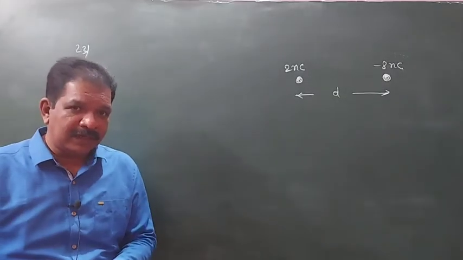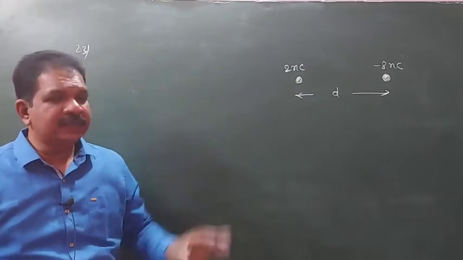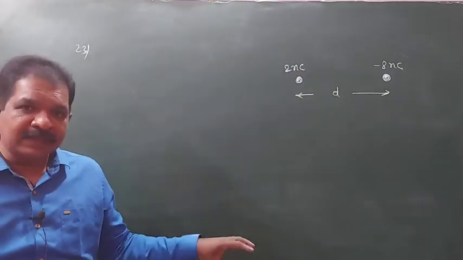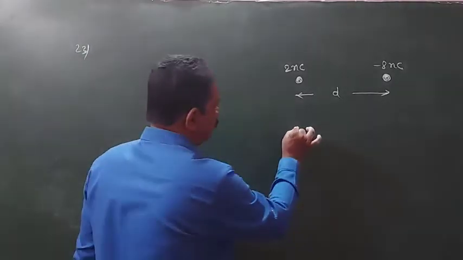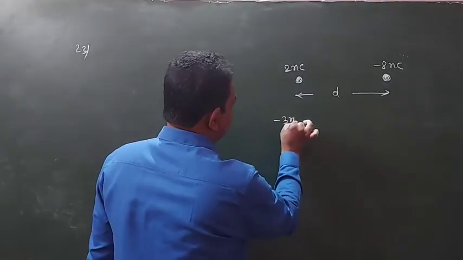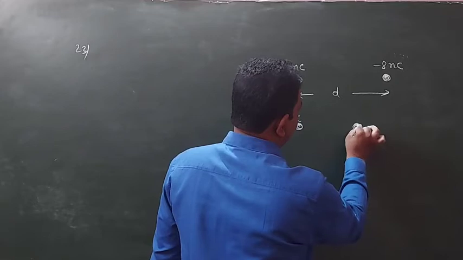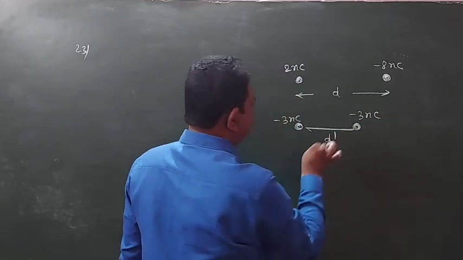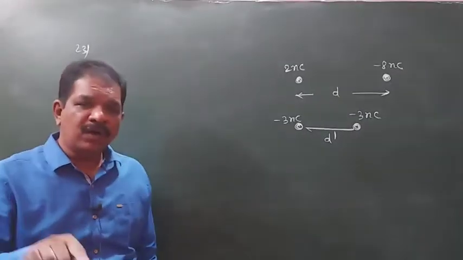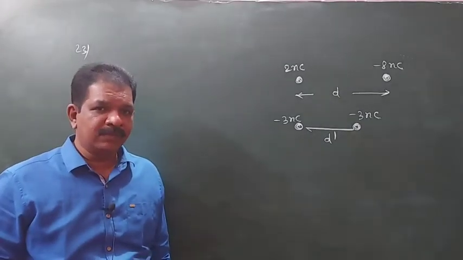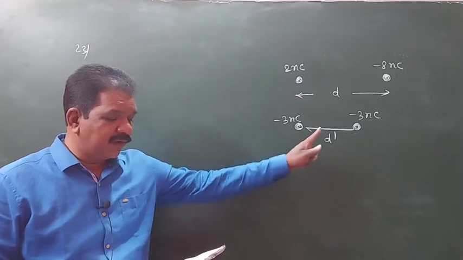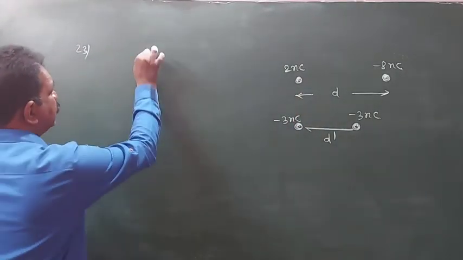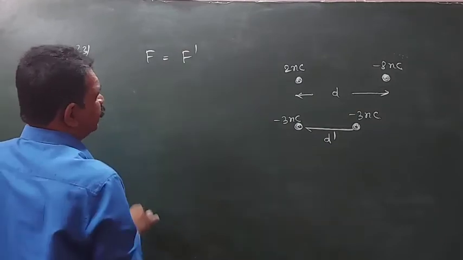They kept in contact. 2 minus 8, total how much? Minus 6. Again they are separated. So charge on each will be minus 3 nanocoulomb. Here also minus 3 nanocoulomb. Separated by some distance d dash. Now also same force is there. Then this d dash value is how much in terms of d? That is the question. Initial force is equal to final force.